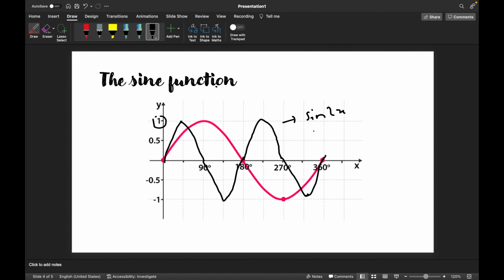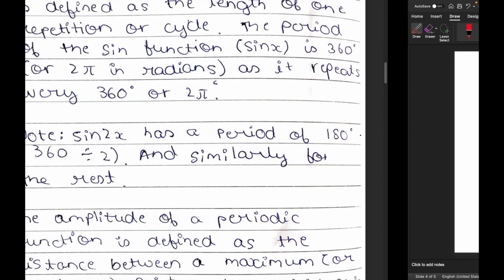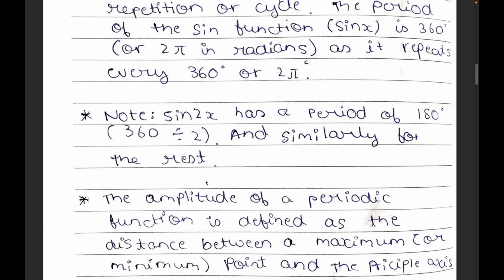The period has reduced by a factor of 2, so it would be 360 divided by 2. So that would be the period. The amplitude remains the same at 1 and minus 1. If you multiply the value of x by a constant a, the period decreases by a factor of a. So that's how you draw it. It would be 180 degrees. So that's how you change the period of a function, like the sine function.